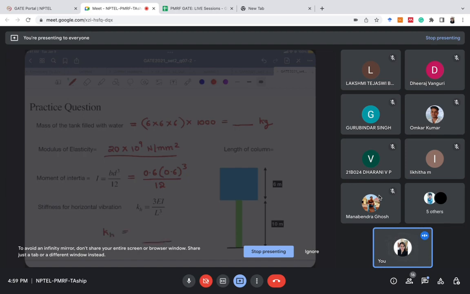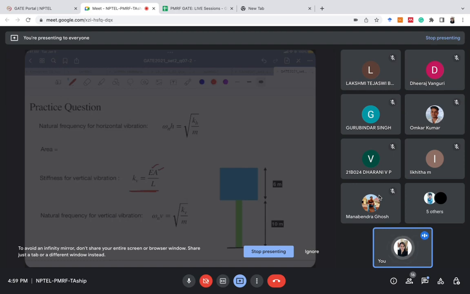Similarly, for vertical vibration, you will find the value of kv as EA by L. Everything you know. The value of E is known, the value of A you can calculate, and the length of the column is given as 10 meter. You can find out the natural frequency for vertical vibration as kv by m. So it's just a matter of calculation.